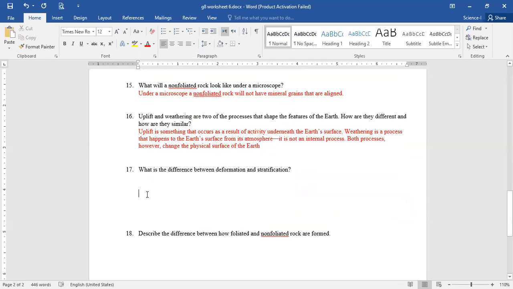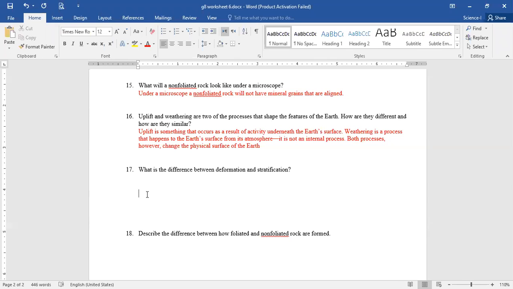What is the difference between deformation and stratification? So here let's make a comparison between sedimentary rock and metamorphic rock. They are two processes. Deformation happens in metamorphic rock, while stratification first happens in sedimentary rock. So I need to find what the difference is between them.